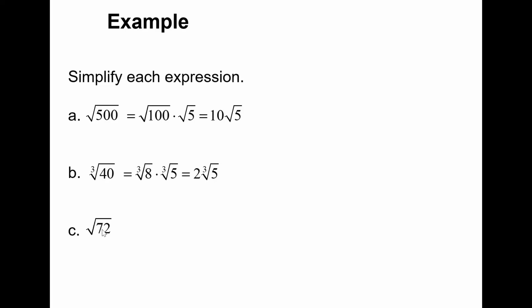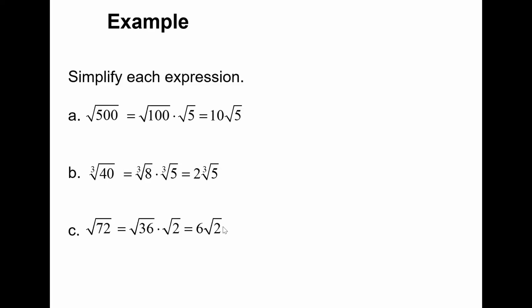What about the square root of 72? Well, that's 9 times 8. And so the square root of 9 is 3. And then we still have the square root of 8. Well, guess what? The square root of 8, we can break apart into the square root of 4 times 2. And the square root of 4 is 2. So we have 2 times 3, which is 6 square root of 2.